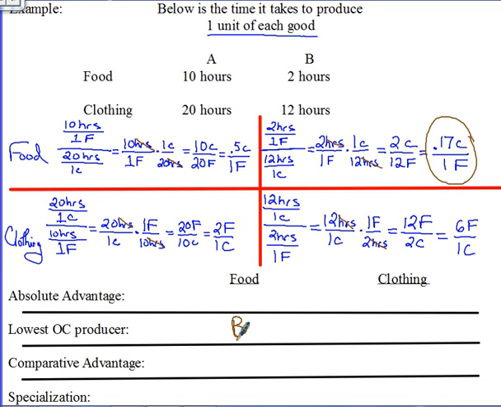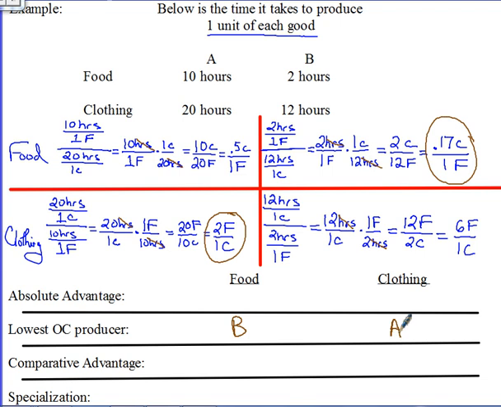And then what about for clothing? So A, every time he produces 1 unit of clothing, gives up 2 units of food. And for B, every time he produces a unit of clothing, he gives up 6 units of food. So B has a higher opportunity cost. A has a lower opportunity cost. So we would say that A is a lower opportunity cost producer of clothing.